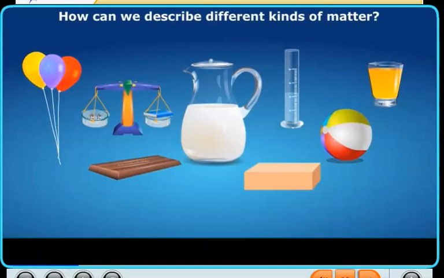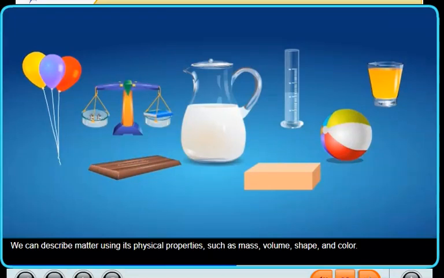How can we describe different kinds of matter? We can describe matter using its physical properties such as mass, volume, shape, and color.